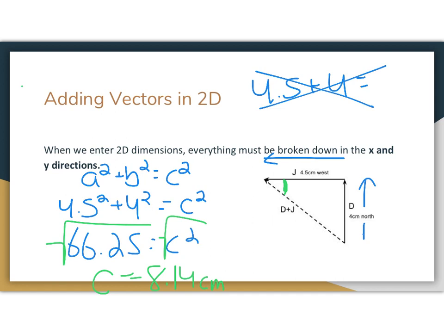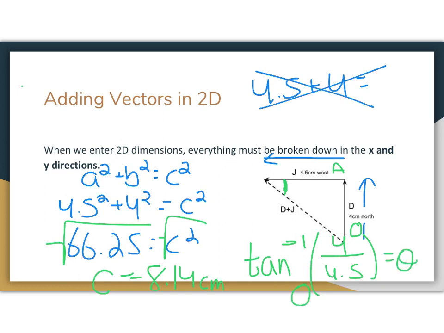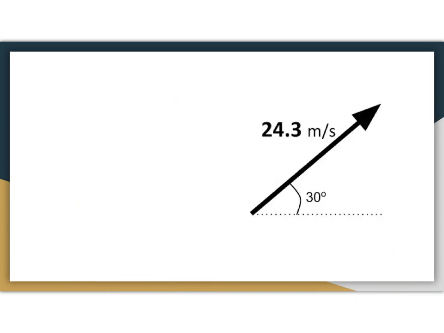Now, in our previous slide, I talked about using the inverse of tan, and this is what I recommend using most times. So I have the inverse of tan, then my opposite, which is 4, over my adjacent, which is 4.5. That will give me an angle of 41.63 degrees, and I'm going south of west.